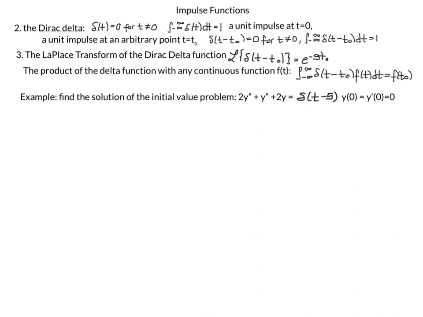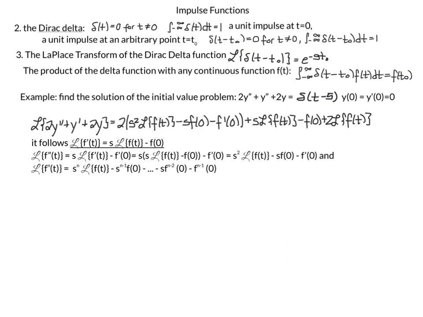The first example is to find the solution of the initial value problem 2y double prime plus y prime plus 2y is equal to the Dirac delta of t minus 5. And here we have an example where we have shifted our Dirac delta. Our y of 0 is equal to y prime of 0, which is equal to 0. We start by taking the Laplace transform of the left-hand side, which I have done here.